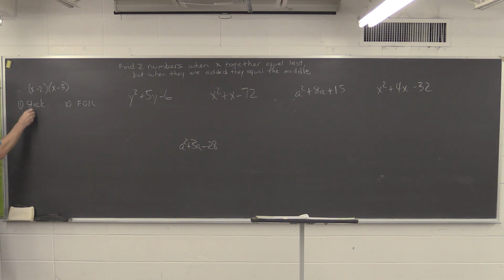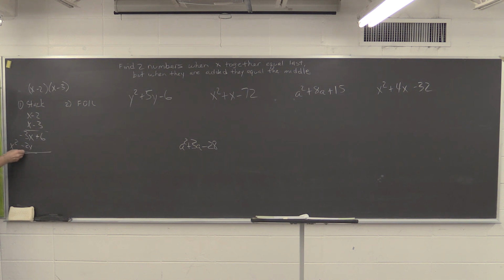We could take x minus 2 times x minus 3, and we can stack it like we normally would with a regular math problem, much like you would multiply 14 times 16. And you would do that. Negative 2 times a negative 3 is a positive 6. Negative 3 times x is a negative 3x. And then a negative 2 times x is a negative 2x. And then x times x is x squared.